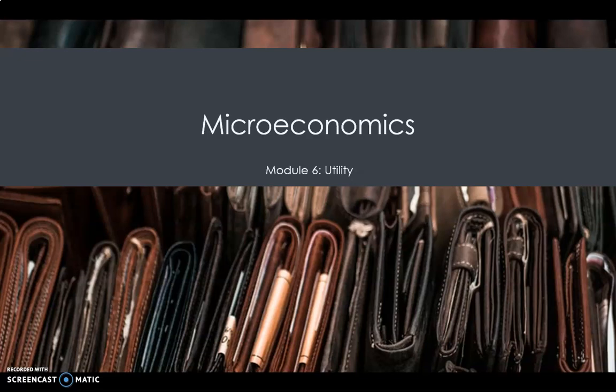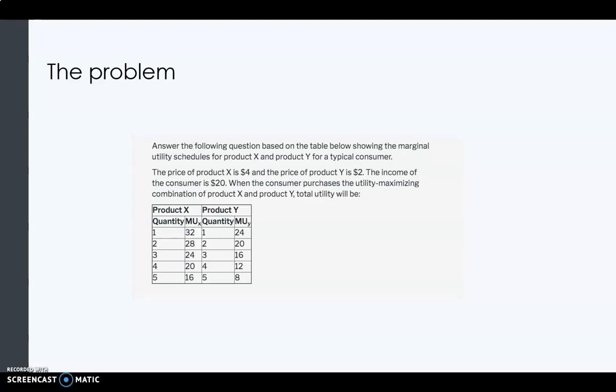Here we go with another of our utility videos. We're going to take a look at a problem that we've already solved once using the shopping cart method in a different video. This problem asks us to answer this question. It's going to be based on the table below, showing the marginal utility schedules for product X and product Y for a typical consumer. That's you.